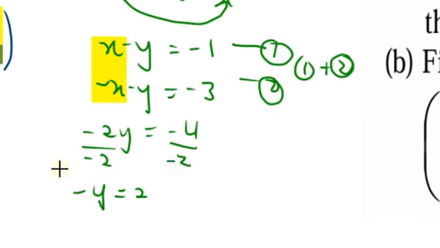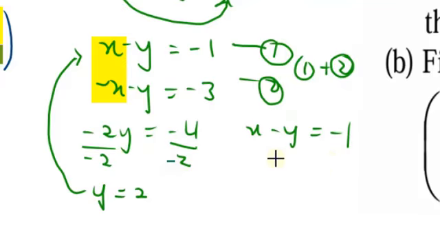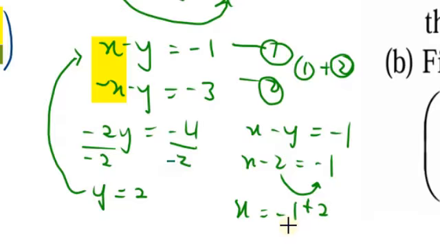Then once we have y, we can substitute in any of the equations. So let's pick equation 1 and say that x minus y is equal to -1. But we know y. What is y? Y is 2. So x minus 2 is equal to -1. Then we'll send -2 on this side, so it becomes positive. So we have x is equal to -1 plus 2. So -1 plus 2 will give us x is equal to +1.